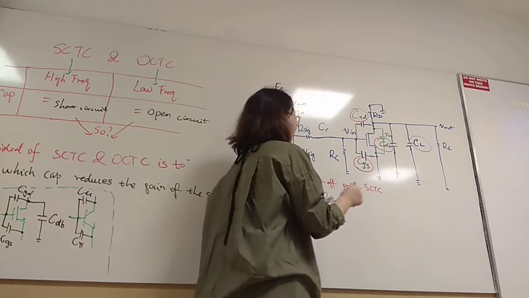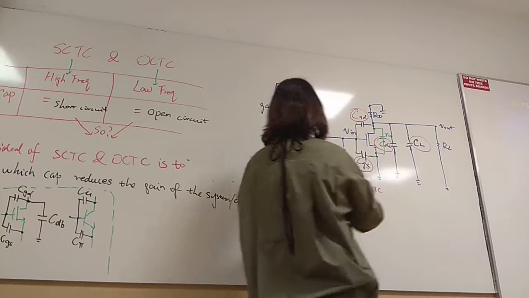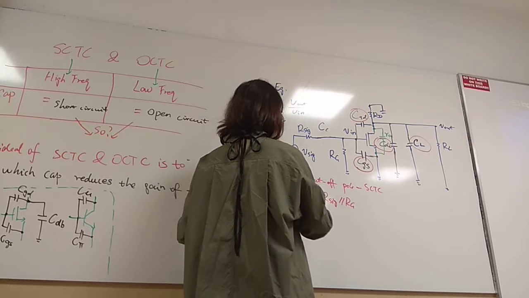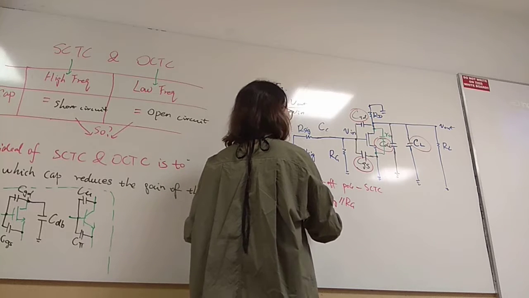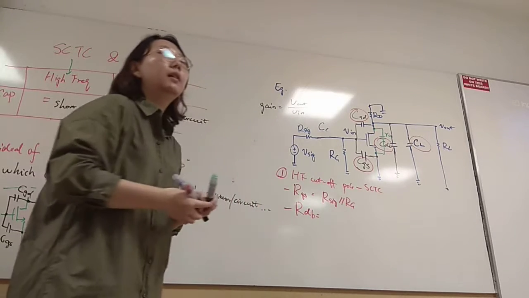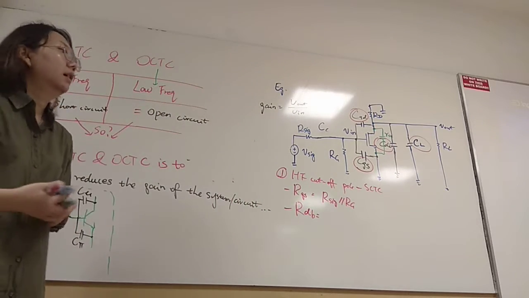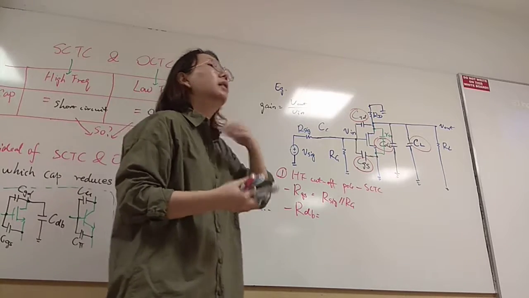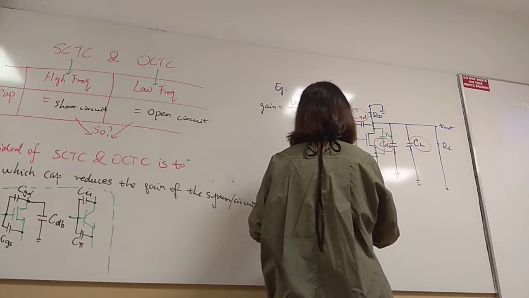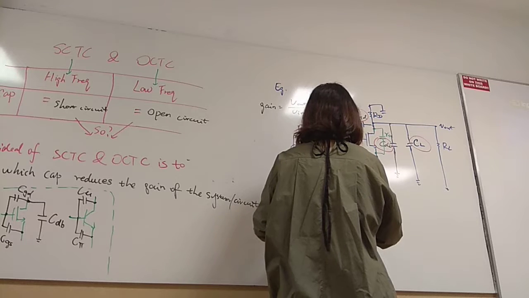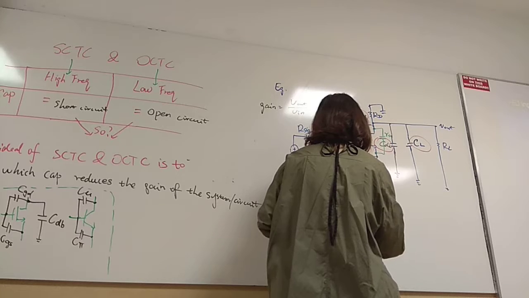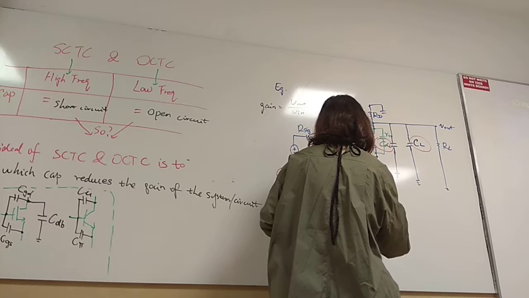Okay, so what's the resistance seen by CGD? We call it RDB. RDB equals RL parallel with RD and R naught. RL parallel with R what? RD. RD and R naught.